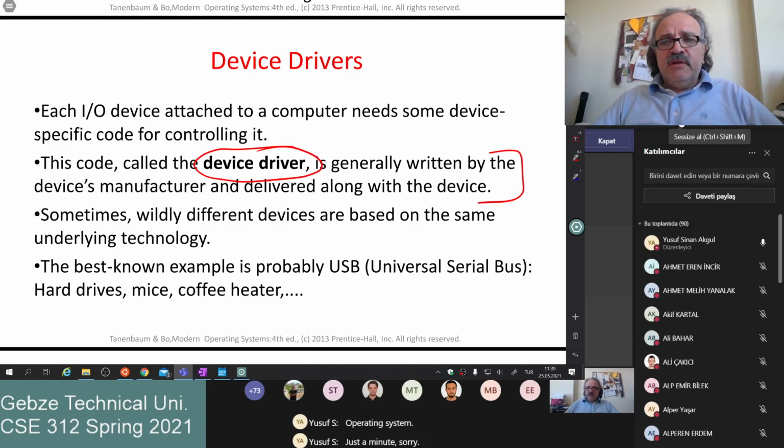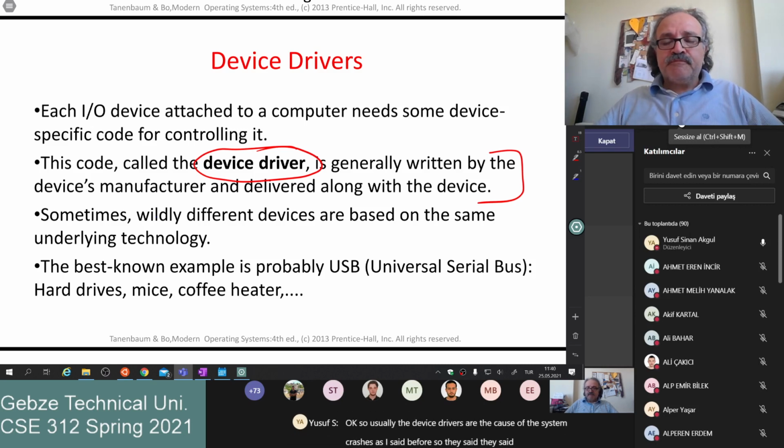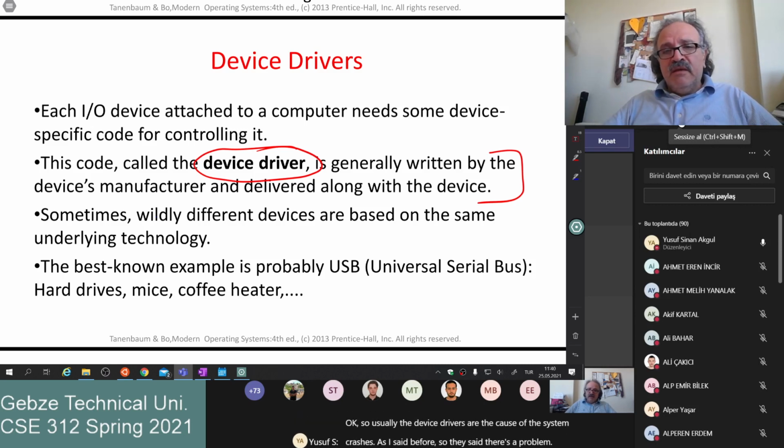Okay, so usually the device drivers are the cause of the system crashes, as I said before. So that's a problem. The problem is not solved for most of the operating systems, but there is a solution for some of the systems, and we are going to see it in a few minutes.